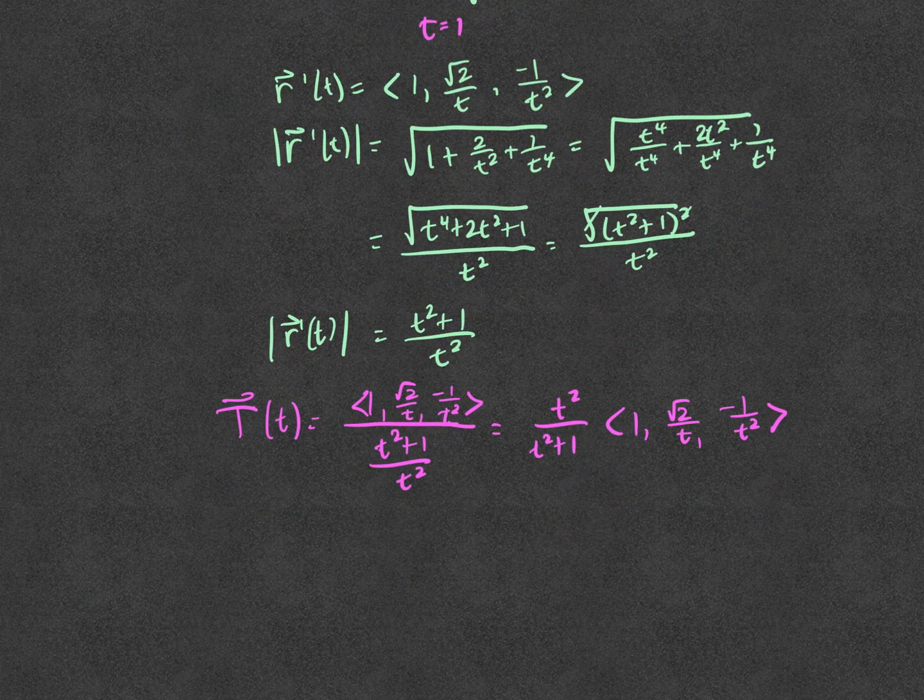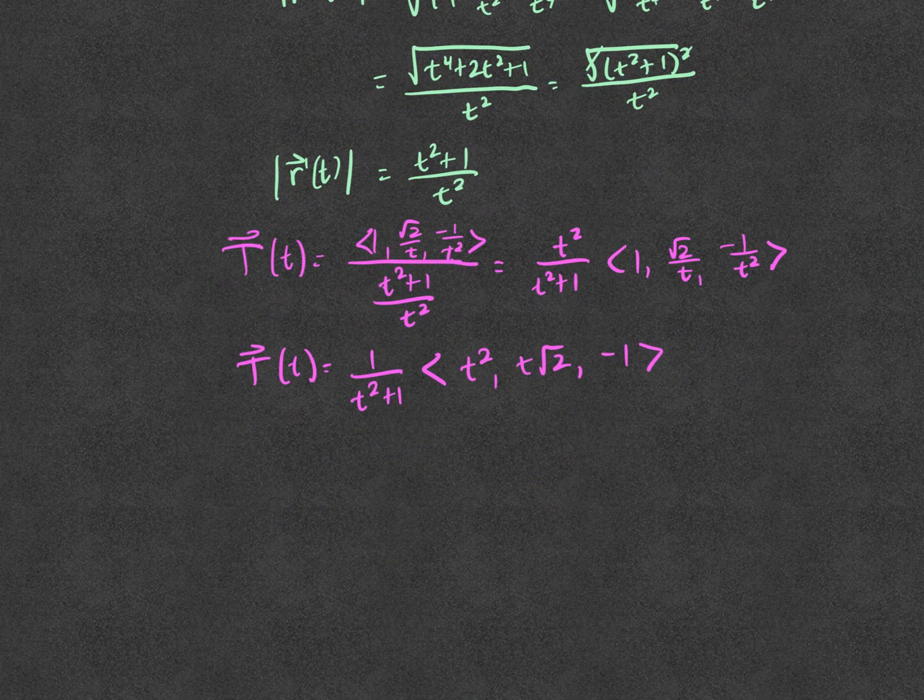So let's keep the denominator 1 over t squared plus 1, but let's distribute the numerator. So we have t squared, and then the square root of 2 and the t's will cancel to be t times square root of 2. And then we have negative 1. The t squareds cancel completely. Now we need to find the derivative of the unit tangent vector.